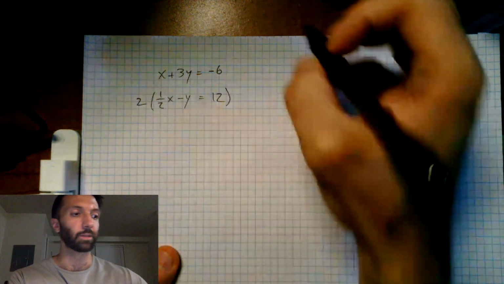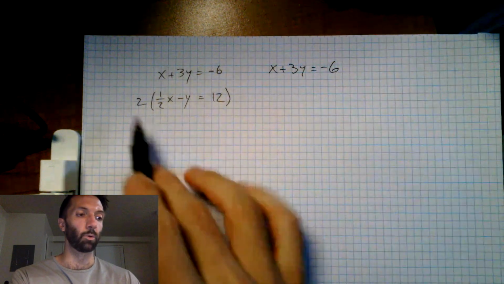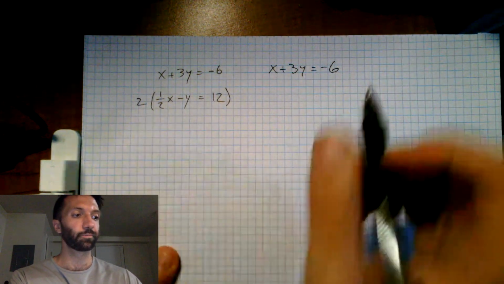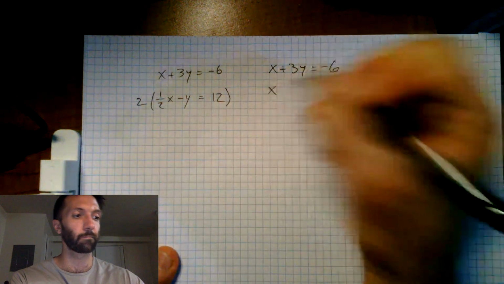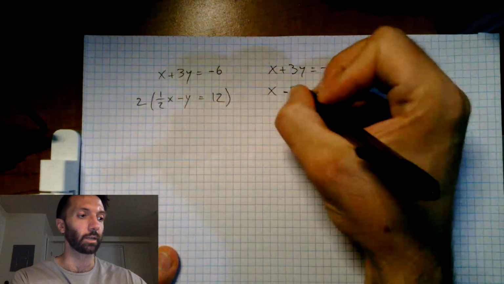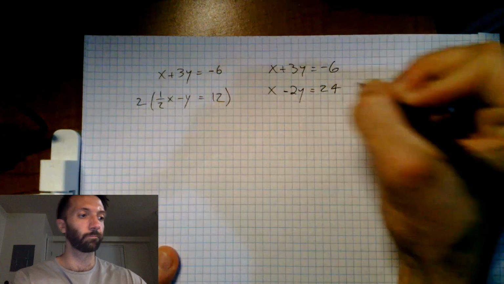So I'm going to recopy my top equation. And now multiply this bottom equation by 2. And so 2 times a half of x is just x. 2 times negative y is negative 2y. 2 times 12 is 24.